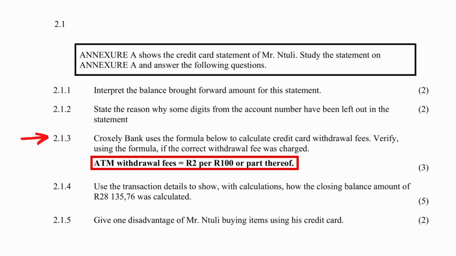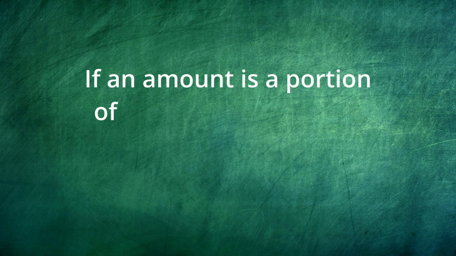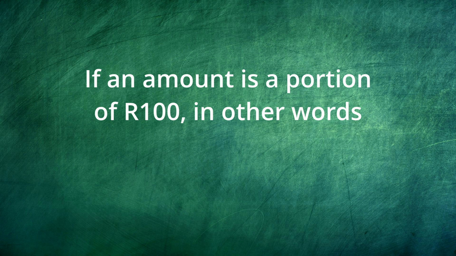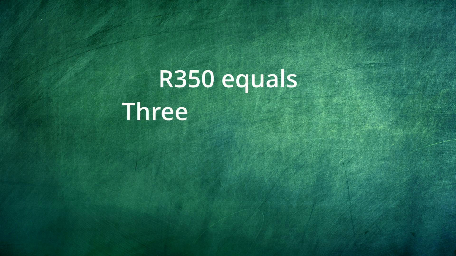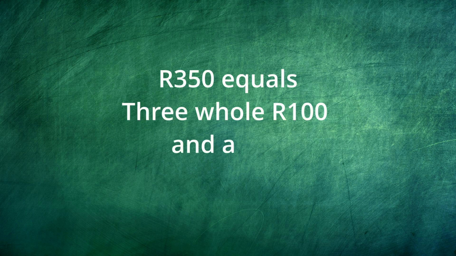According to the formula given, the bank charges its clients 2 Rand for every 100 Rand or part thereof. The part thereof means that if an amount is a portion of 100 Rand, in other words, less than 100 Rand, it is counted as a full 100 Rand. In the case of 350 Rand, there are 3 whole 100 Rands and a 50 Rand which is a portion of 100 Rand. You count the remaining 50 Rand as a whole 100 Rand.